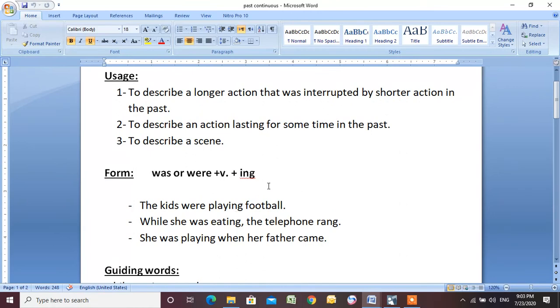How can we form the past continuous tense? We put was or were plus verb plus ing. So for example, the kids were playing football. While she was eating, the telephone rang. And again, this is a long action. She was eating and it was interrupted by a short action. The telephone rang. She was playing when her father came. Again, it's a long action that was interrupted by a short action.